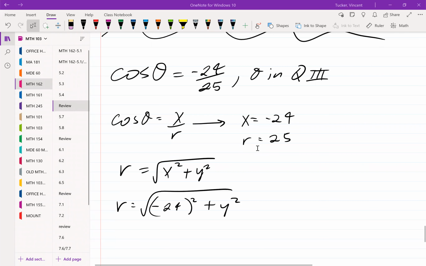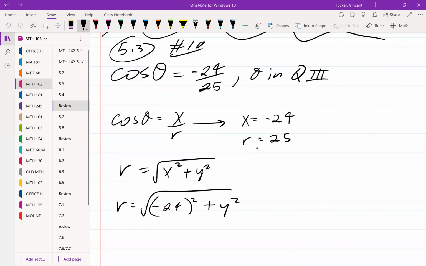All right, so the problem is very similar to yours. It's 5.3, number 10. I can go ahead and put it up here just in case. We've got cosine of theta is equal to negative 24 over 25, and theta is in quadrant 3. So the situation is exactly the same as yours, except we have different numbers.